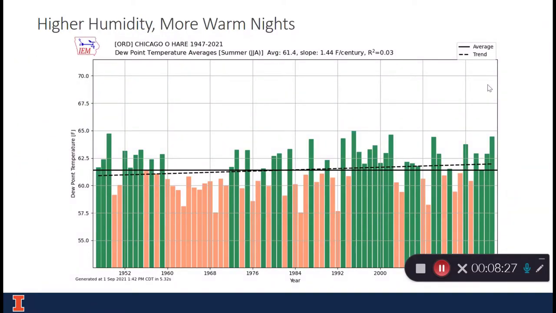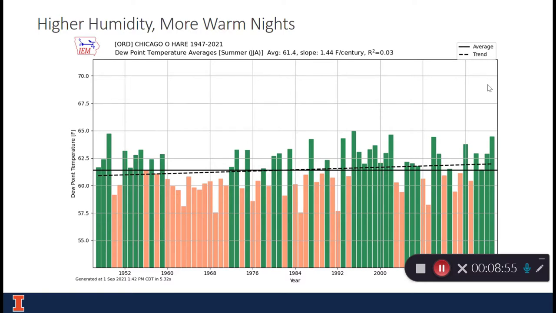What we've also seen is overall higher humidity. What I'm showing you here is the summertime average dew point temperature at Chicago's O'Hare Airport going back to 1947. The dew point temperature is the temperature at which the air is saturated, and therefore the higher the dew point temperature, the overall higher the humidity. What we see is a lot of variability, but overall a long-term positive trend in summertime humidity.